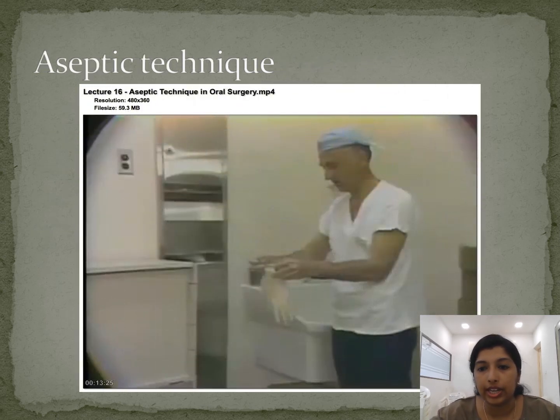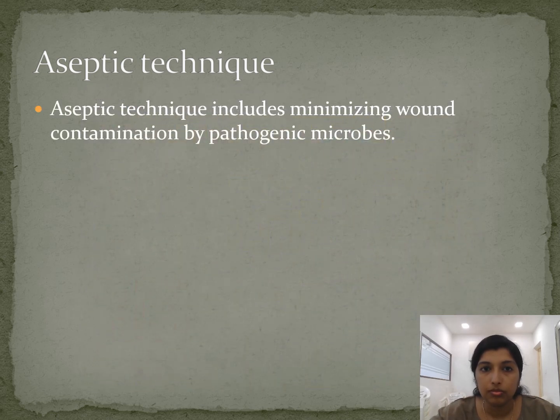Coming to aseptic techniques. Aseptic technique starts from when you start wearing your gown. The gown is usually washed and autoclaved, especially when you go for major surgical techniques where you go into the operation theater. And also, you have to have adequate hand washing, and scrubbing techniques should be done properly.